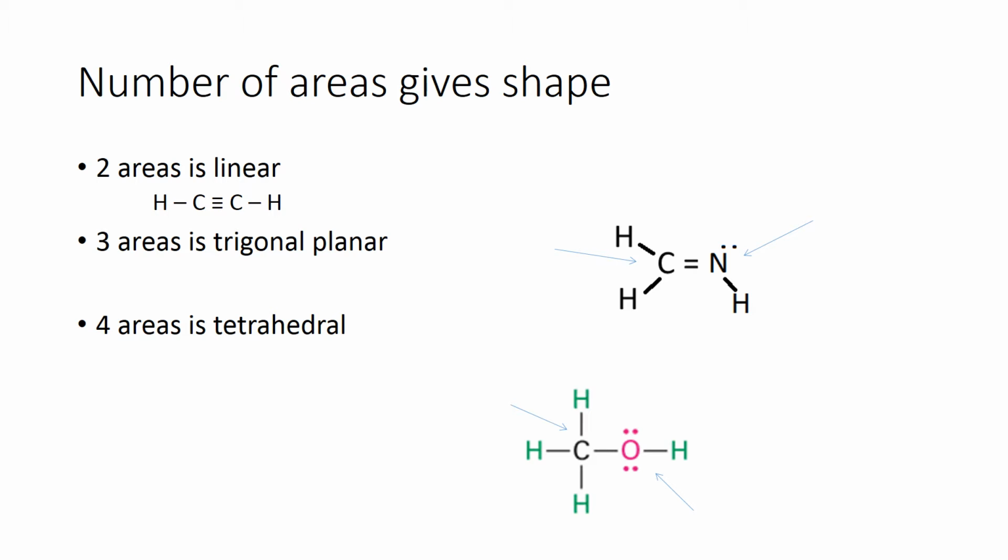Down here, both the carbon with 4 bonds and the oxygen with 2 bonds and 2 non-bonding pairs have 4 areas, and they each are tetrahedral. So this is electron geometry.